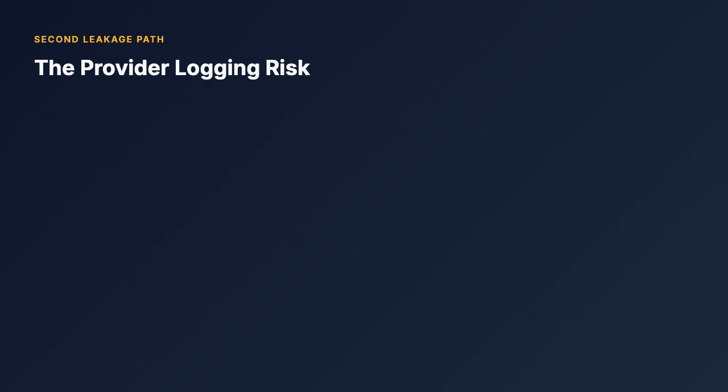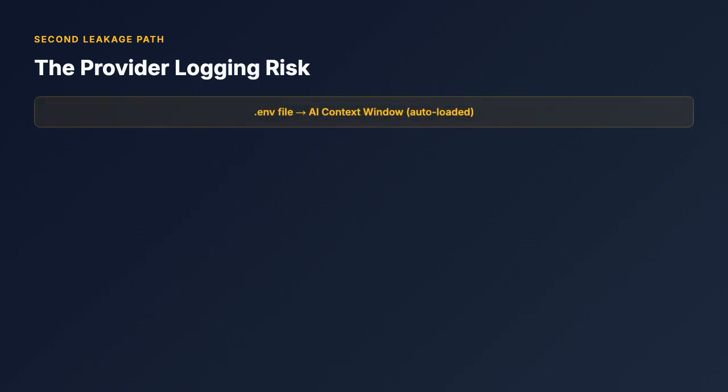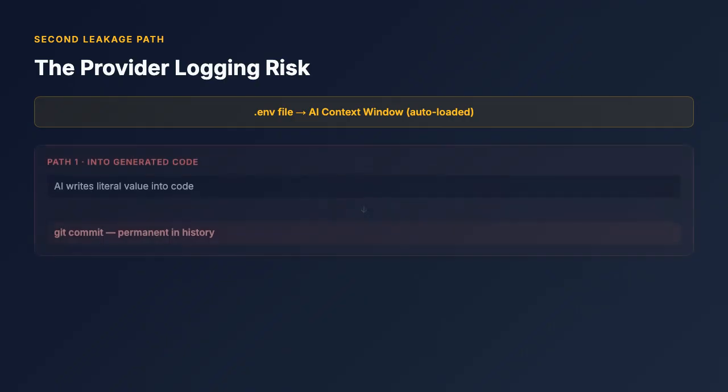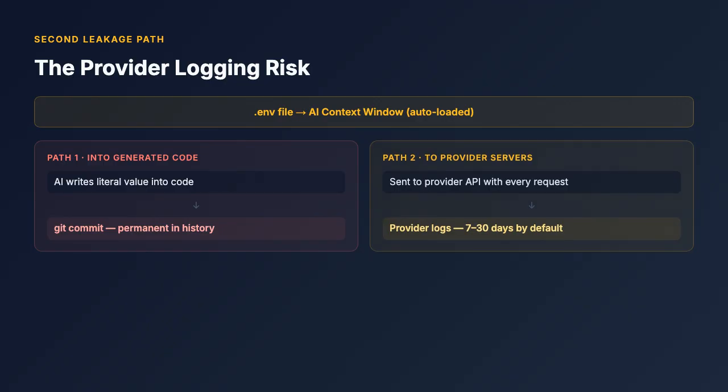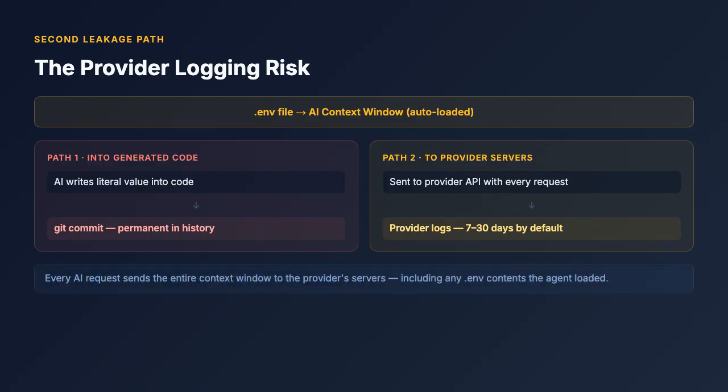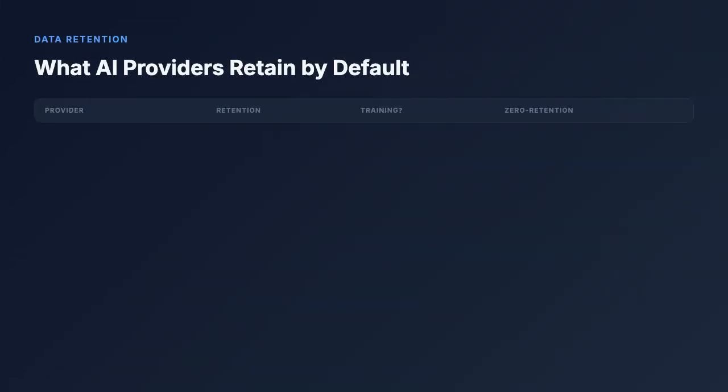There's a second, less obvious leakage path. The contents of the AI agent's entire context window, including your .env file contents, are sent to the AI provider servers as part of every API request, and those servers may retain that data for days. So we have two paths. Path 1, credentials end up in generated code which gets committed to Git. Path 2, credentials are transmitted to provider servers and retained in their logs for 7 to 30 days by default. Both paths originate from the same source, the .env file being automatically loaded into the context window. Most developers don't realize that AI provider APIs retain prompts by default.